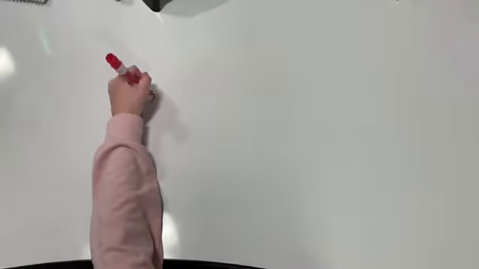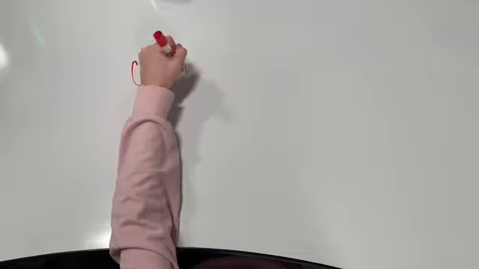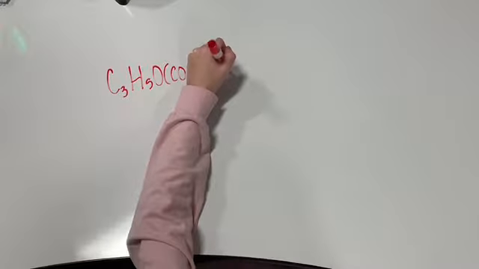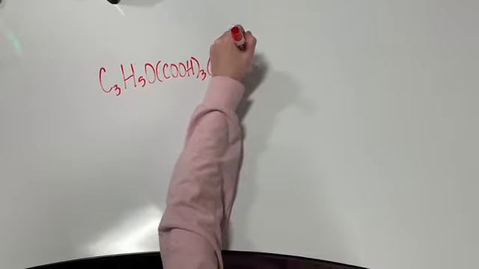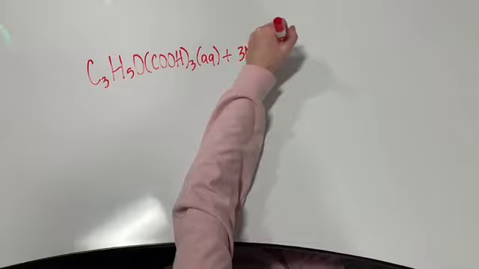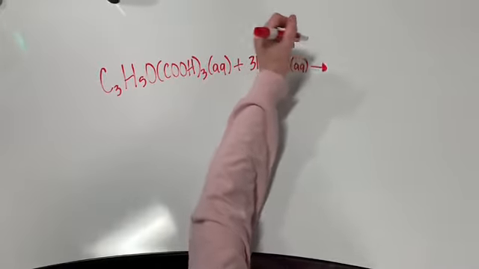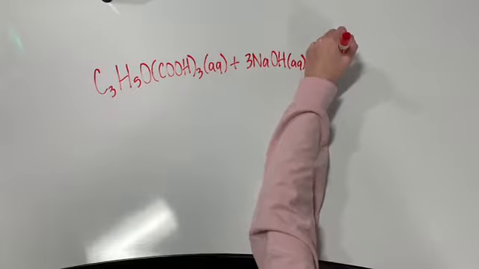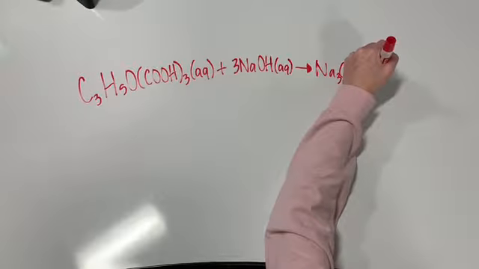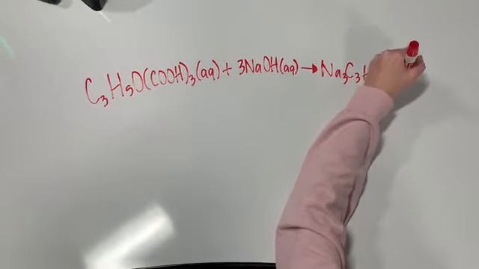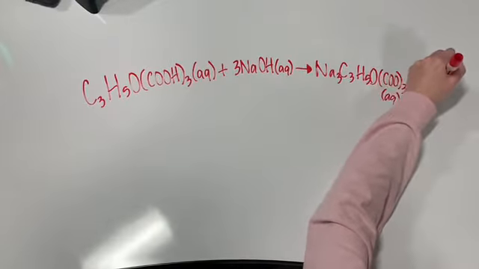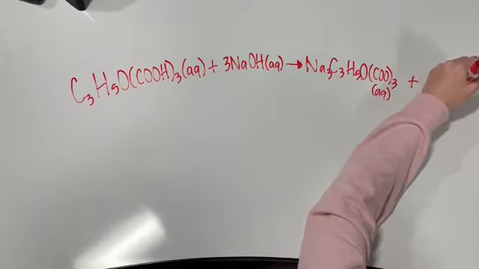So citric acid is C3H5O(COOH)3, which is aqueous, added to sodium hydroxide, which is 3NaOH, which again is aqueous, and this will produce sodium citrate, which is Na3C3H5O(COO)3 aqueous, plus 3 waters, which is liquid.